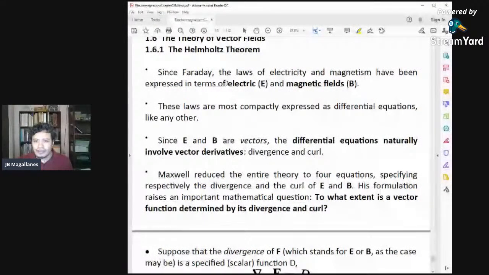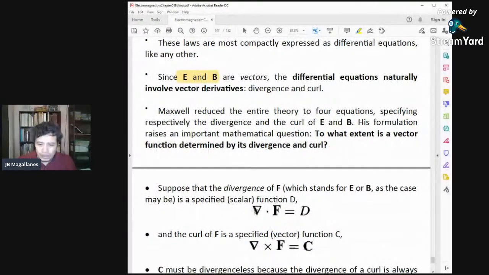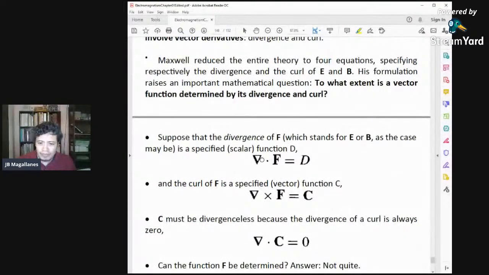So the fields are always expressed as electric field and magnetic field, denoted by E and B here. Again, the fields are vectors. And of course, if they are vectors, their derivatives are done by the del. For a vector, you have the divergence of f, the curl of f, because these are vectors. But if f are just ordinary numbers, then the del would just be d over dx, or d over dz, or d over dy.